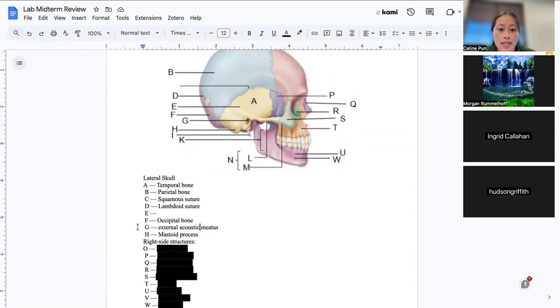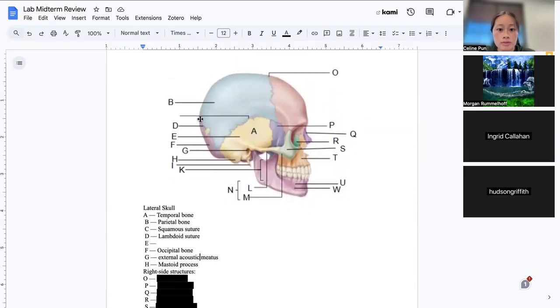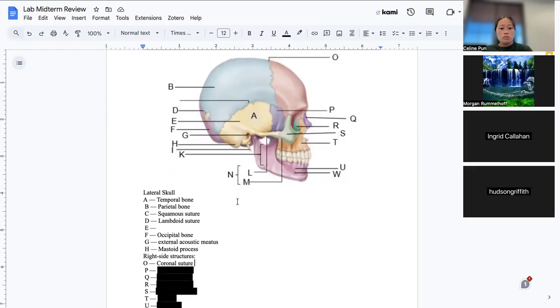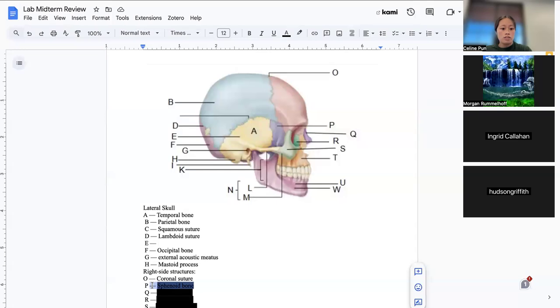No, yeah. Okay, and then O, what is this suture called? The one on the top of your head. Yep. Coronal suture, like a crown. Okay, P. What's this bone called? The sphenoid bone.